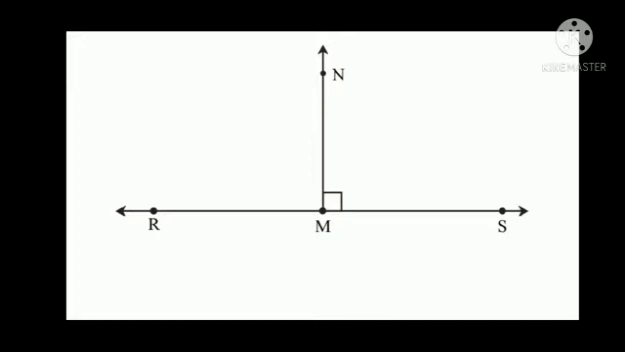So this is the figure that we will obtain after following the steps to draw the perpendicular by using a protractor. Now we can say that line MN is perpendicular to line RS. So this was the second method of drawing the perpendicular by using a protractor.